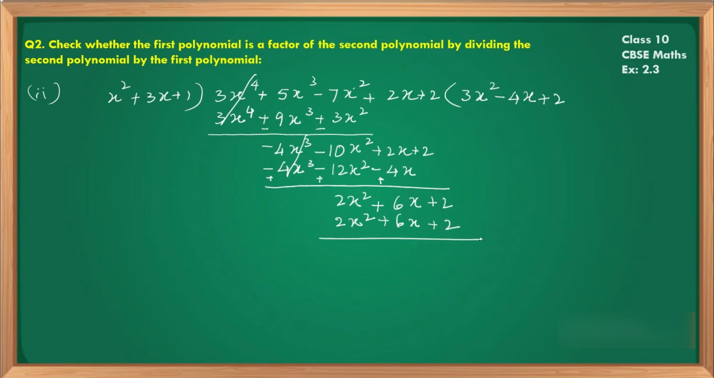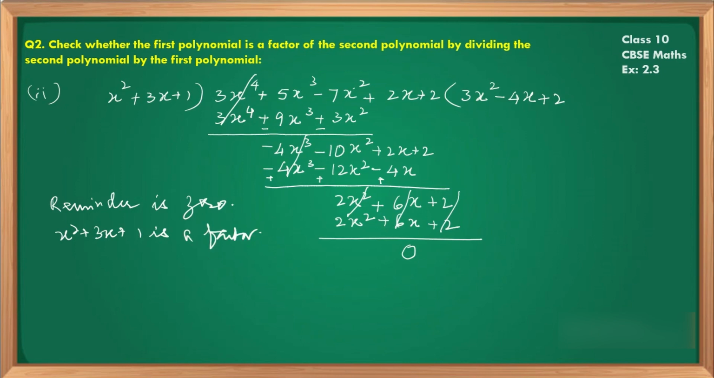Draw the line. 2x square is cancelled, 6x also, and even the number also. Hence the remainder is 0. Now write down, remainder is 0. Therefore x square plus 3x plus 1 is a factor.